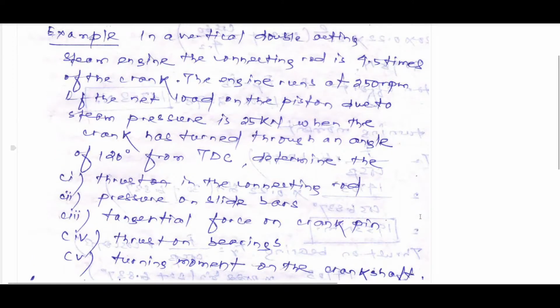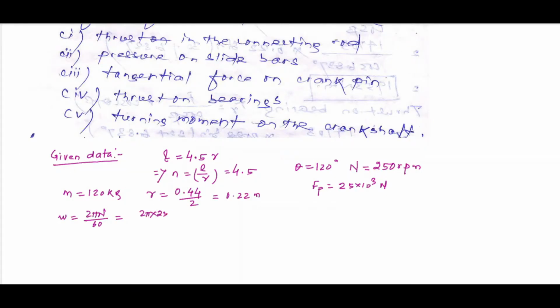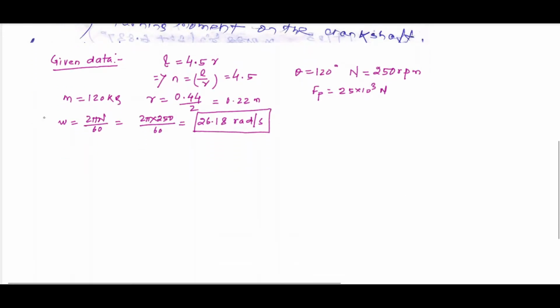crankshaft. You first note it down, then we'll go into 250 divided by 60, so it will be 26.18 radian per second. Okay, 26.18 radian per second. Now next step is to find out the value of beta.